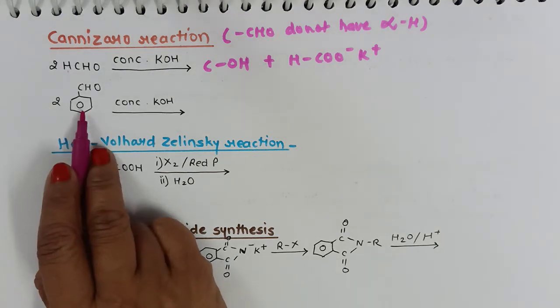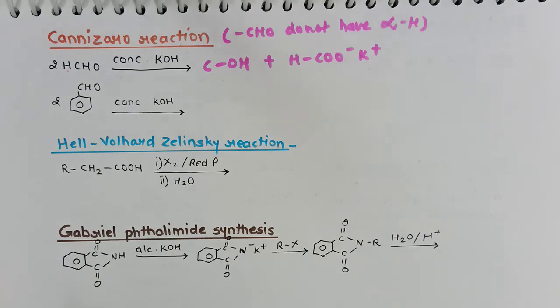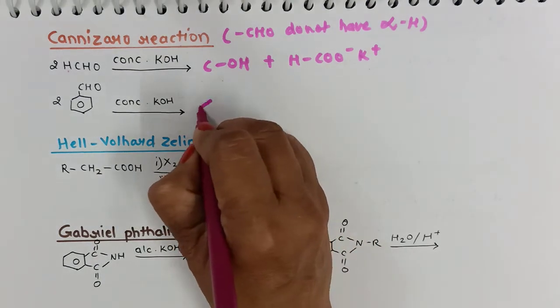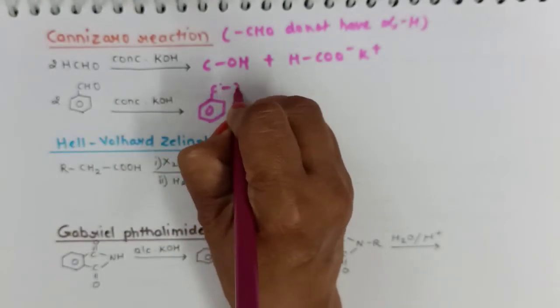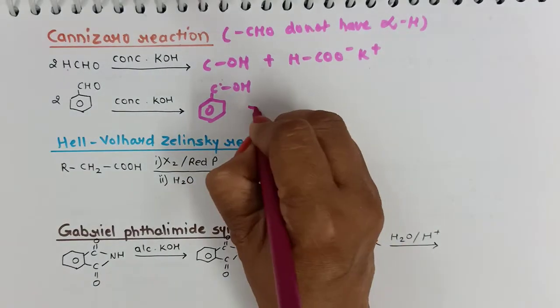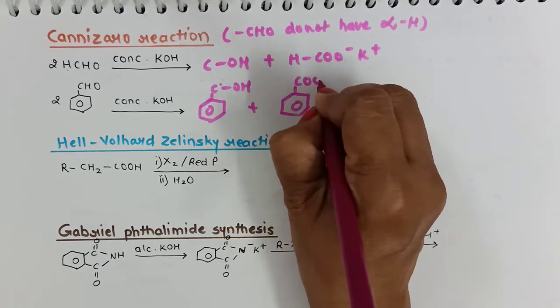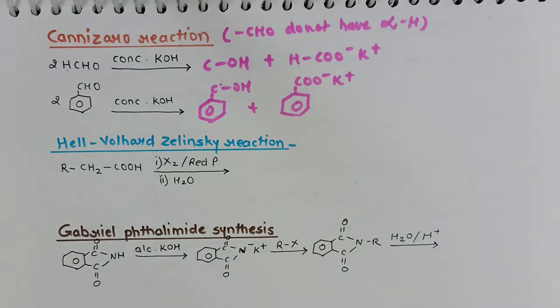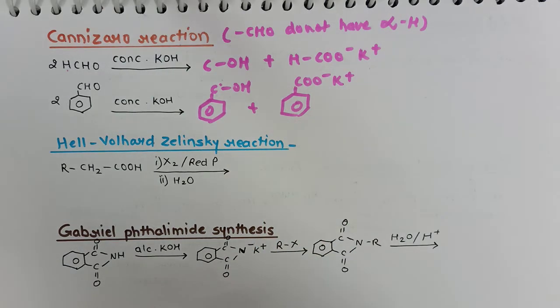Similarly, when 2 moles of benzaldehyde, they are treated with concentrated, let's say potassium hydroxide, we will get benzyl alcohol along with potassium salt of benzoic acid. Now this on further hydrolysis will give you benzoic acid. So that was Cannizzaro reaction.